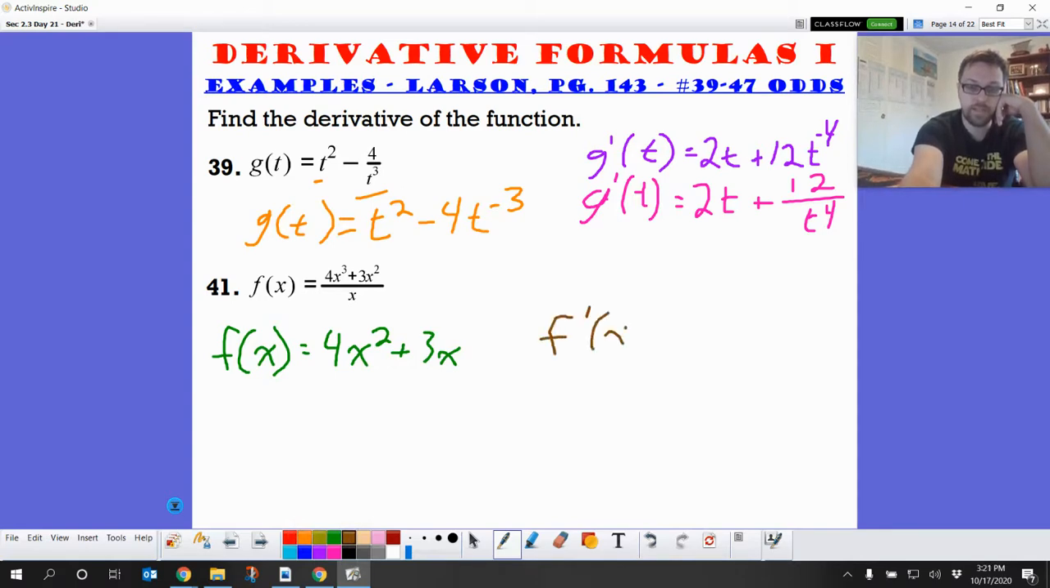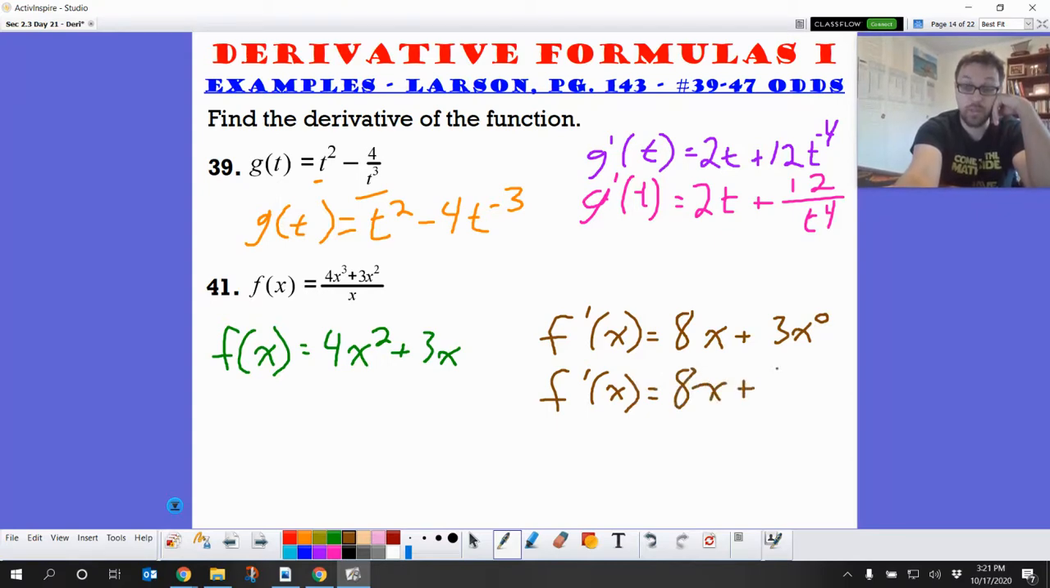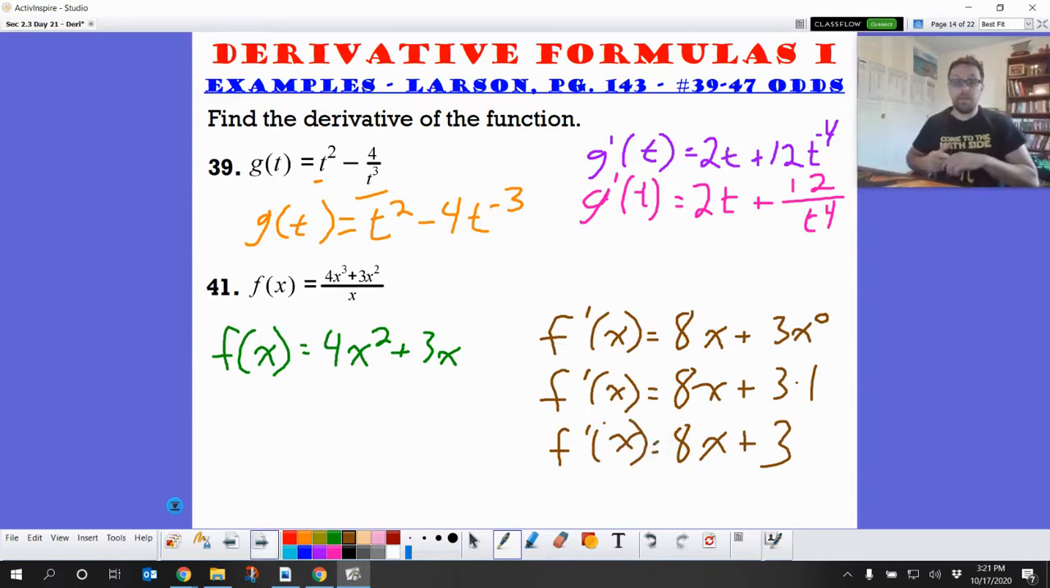F prime of x equals 4 times 2, the exponent of 2, 8x, plus 3 times 1, that's still 3, x to the 0. But if we've got an x to the 0, well, that seems silly. X to the 0 is just 1. So we get 8x plus 3 times 1, so it's just a 3. 8x plus 3, that's f prime. All right, now I hope that's it.